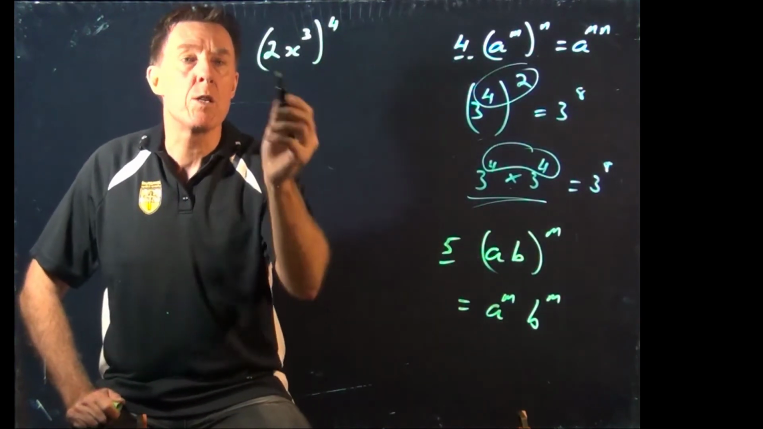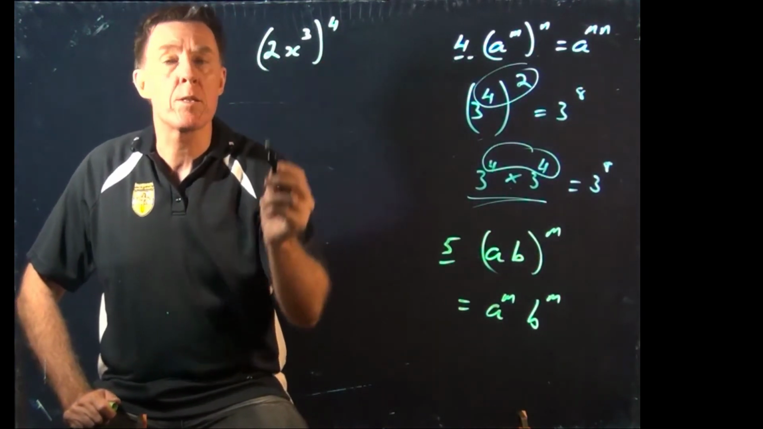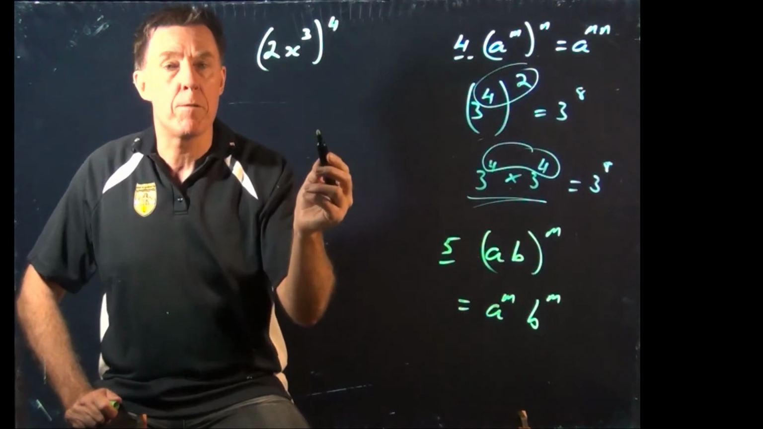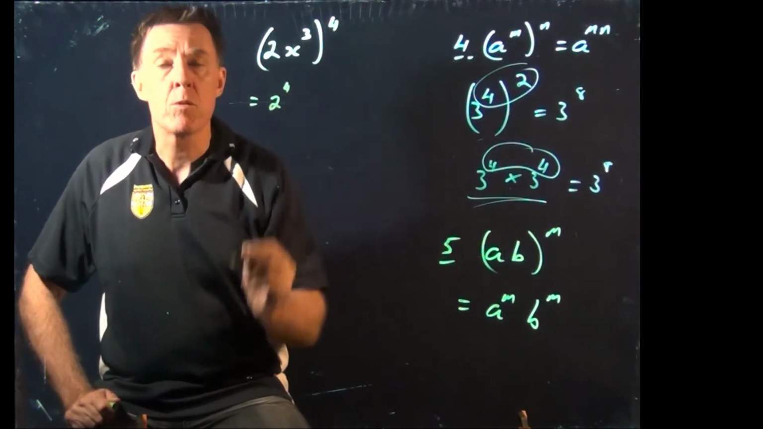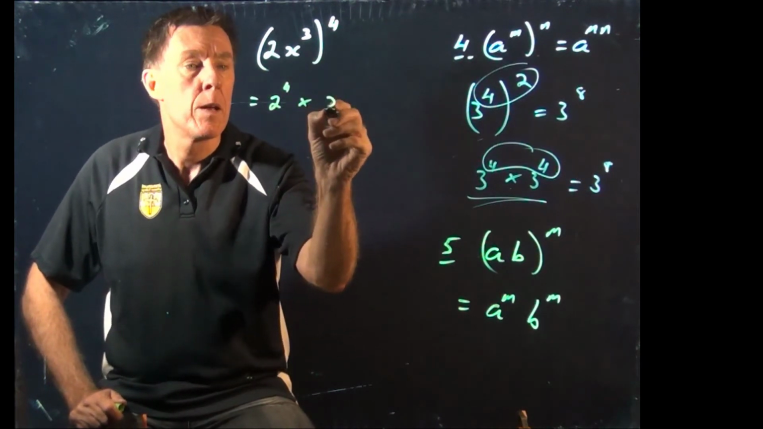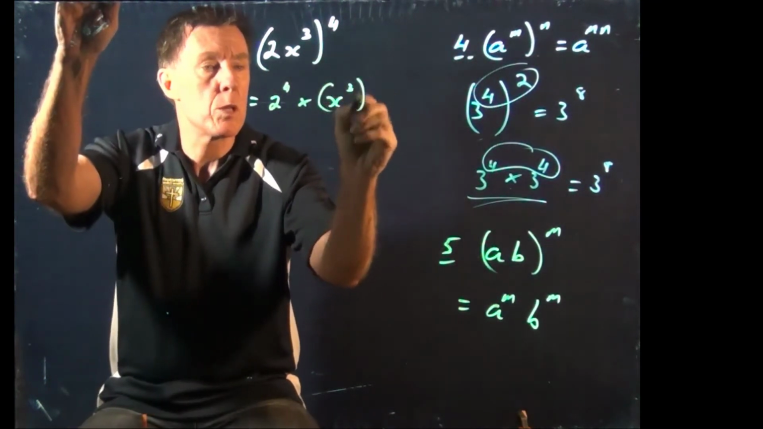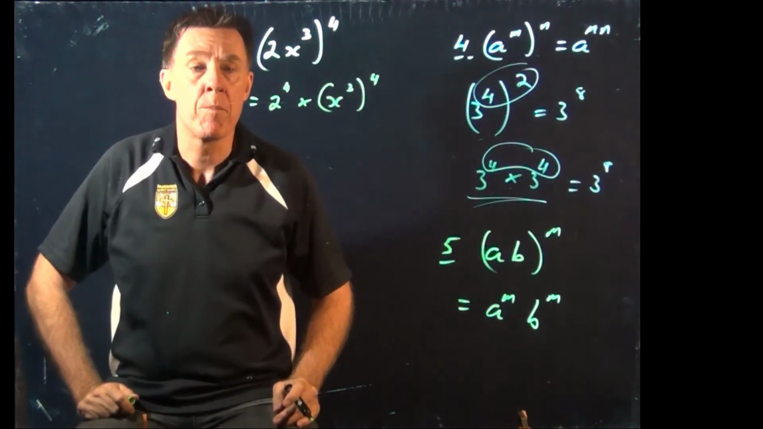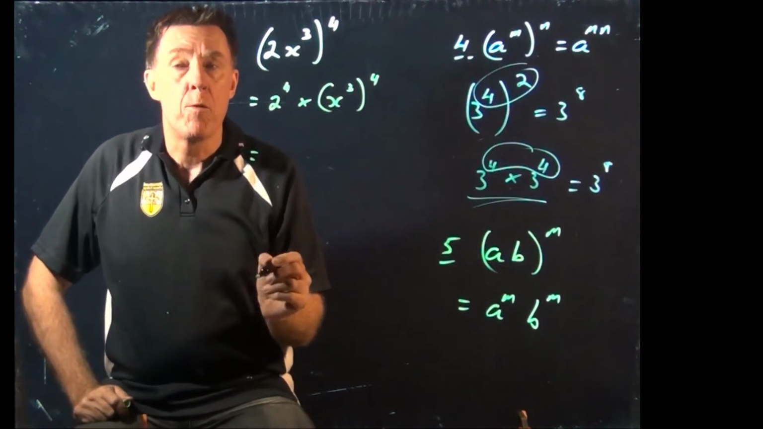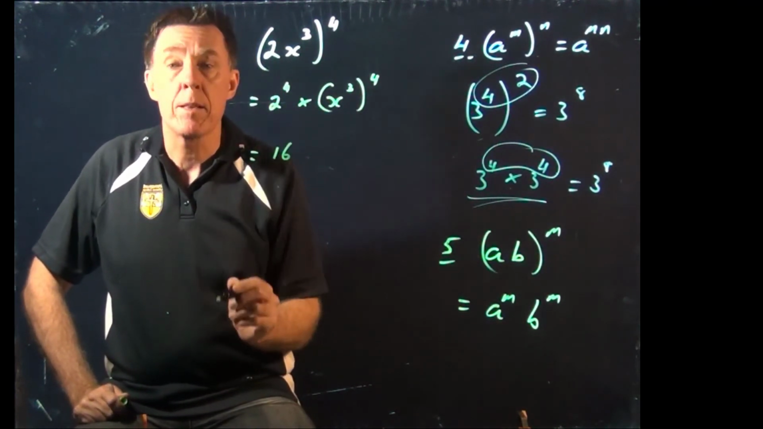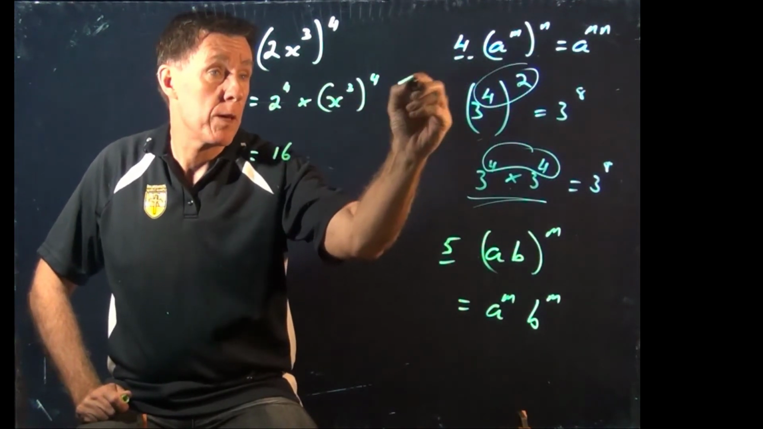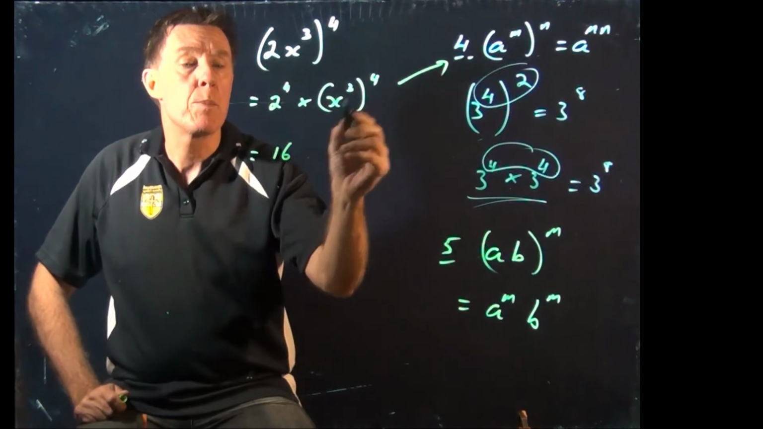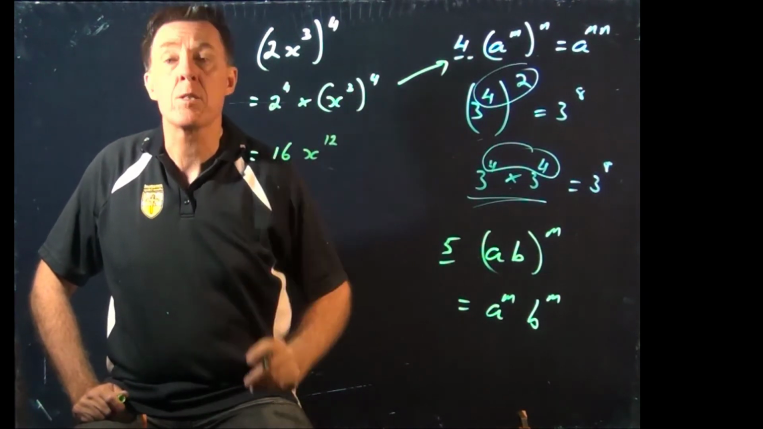In this particular situation, inside the bracket I have 2x to the power 3, all raised to the power 4. So everything in the bracket gets the power. So the 2 receives the power of 4. The x cubed also receives the power of 4. Of course, 2 to the power 4, by now I hope you would be able to work out quickly that is 16. Now, by our rule number 4 over here, x to the power 3 to the power 4 will be x to the power of 12.